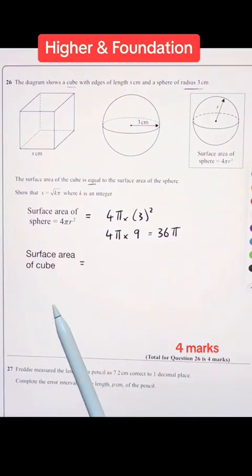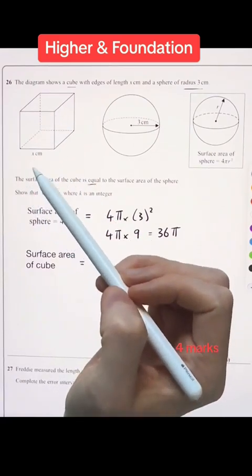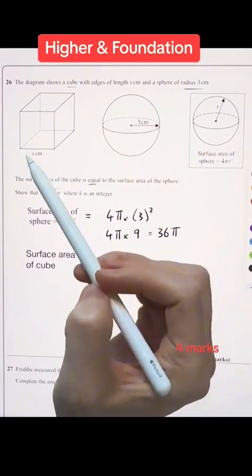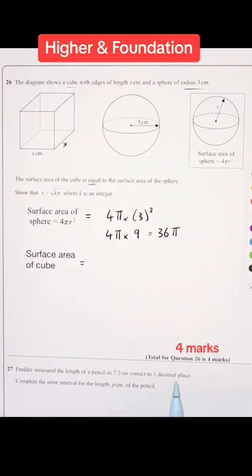To calculate the surface area of the cube, we know surface area is the area of each of its faces added together. As it's a cube of length x centimeters, we know the length, width and height are all the same. So if this is x, this will also be x, and the height will also be x.